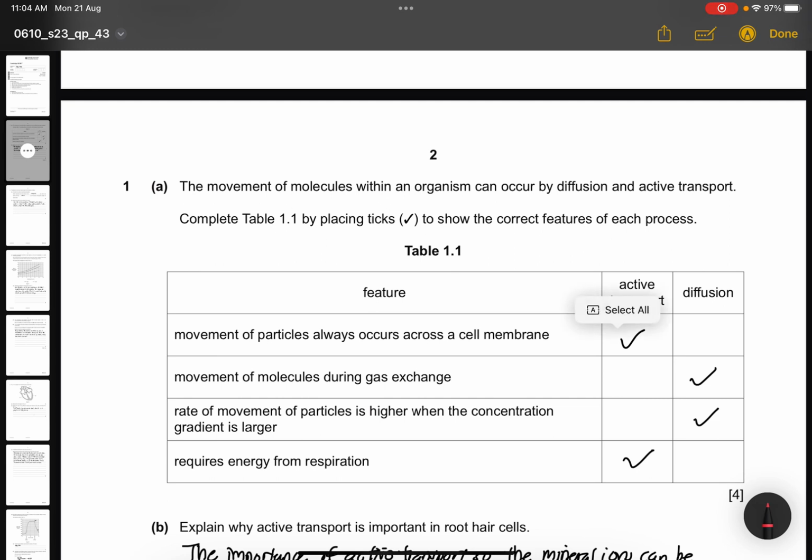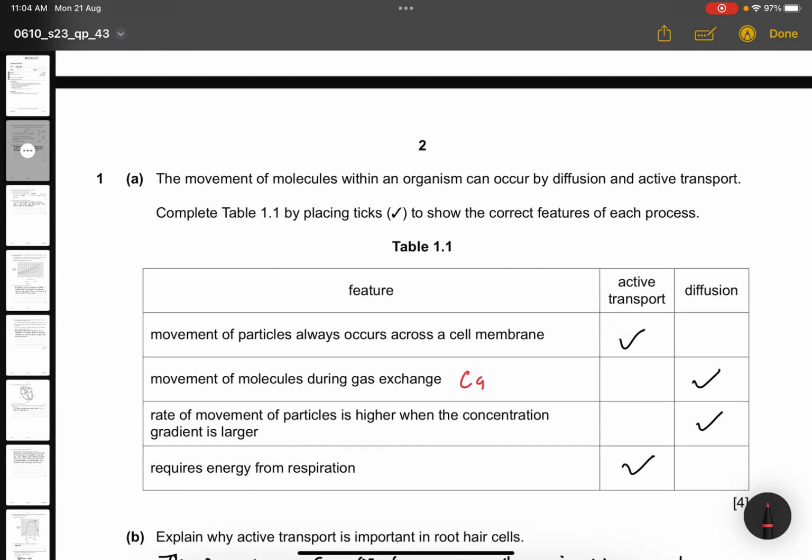Make sure you remember this. This is a gas form, and movement of particles always occurring across the cell membrane is active transport. Diffusion doesn't need to go across the cell membrane.